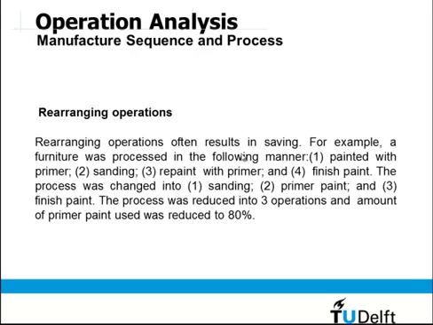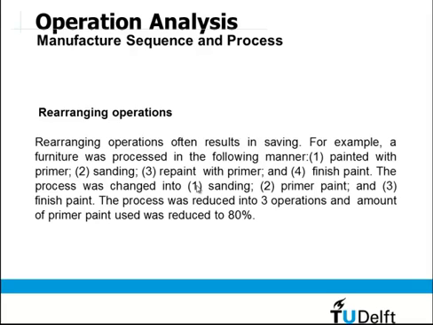What does the meaning of rearranging operations? Rearranging operations often results in savings. This is sure. For example, if there is a furniture processed in the following manner: first, painted with primer, sanding, repaint with primer, and finish paint. This is a process and operations.